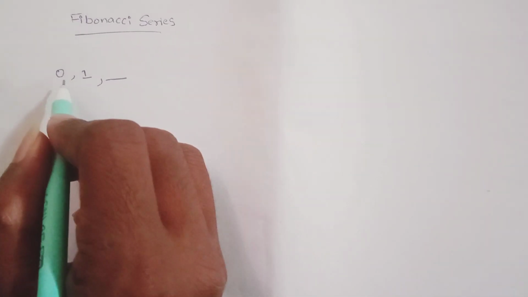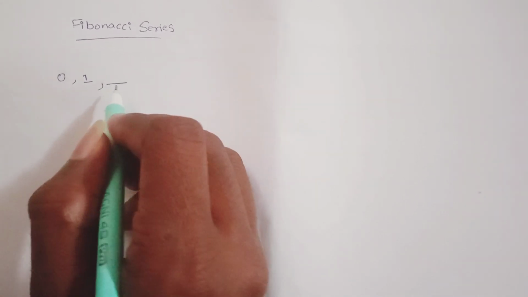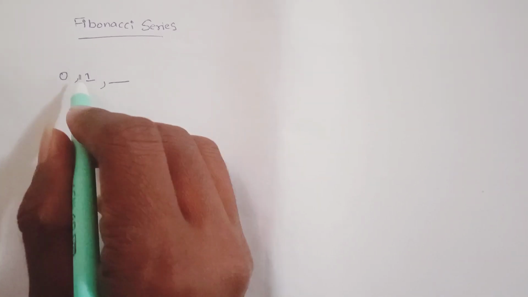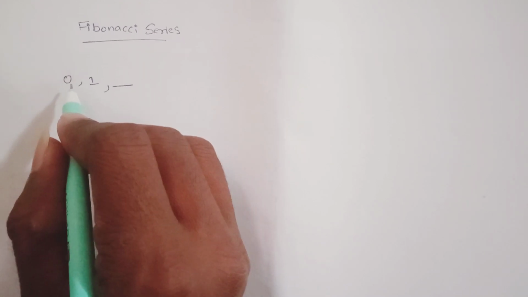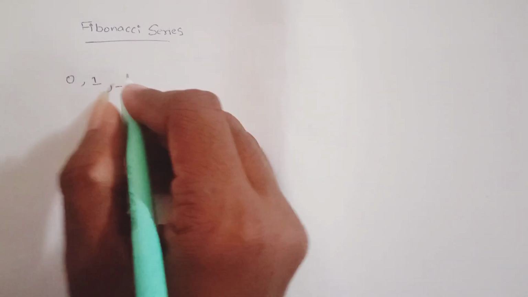In this video, we will see what is a Fibonacci series and how to represent it in Java. So at first, what is a Fibonacci series? In Fibonacci series, the first two terms are 0 and 1. The first two terms are fixed, and coming to the next term, the next term is the sum of the previous two terms. So here the previous two terms are 0 and 1, that is 0 plus 1 is 1.